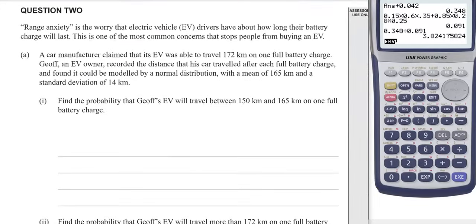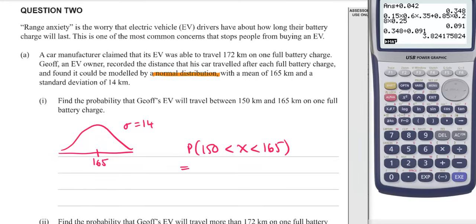Right, on to question 2. And here we are looking at a normal distribution. So we've got a normal distribution happening with a mean of 165 and a standard deviation of 14. So the probability that we'll travel between 150 and 165.